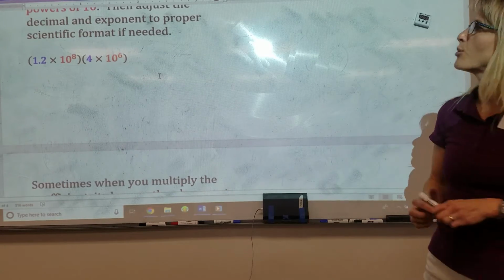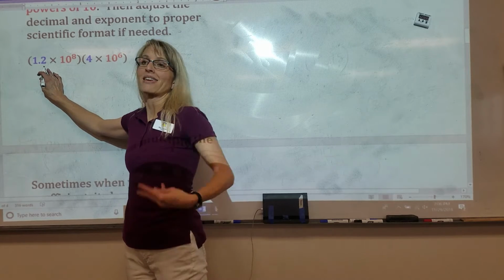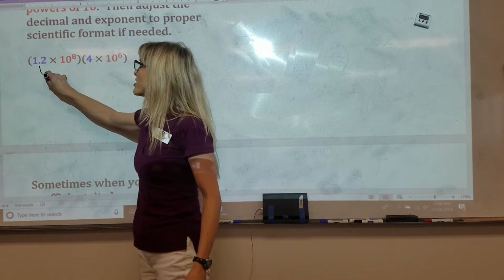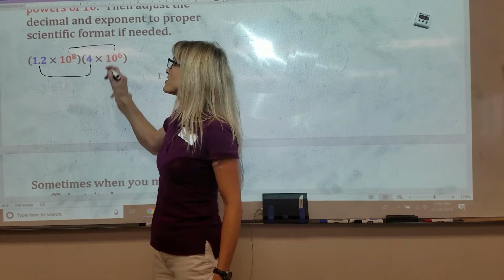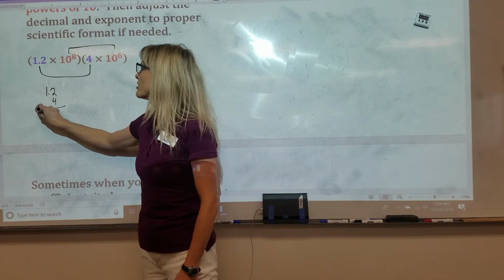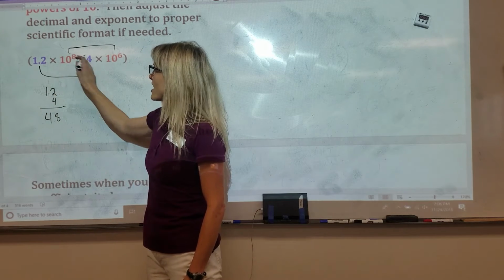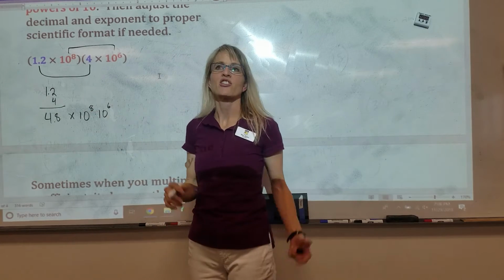So let's take these two, 1.2 times 10 to the 8th and 4 times 10 to the 6th. The rule is multiply like things first. So 1.2 and 4 are the coefficients, we multiply those. And then the exponents are like things, so we multiply those. So 1.2 times 4 is 4.8. Then the 10 to the 8th and 10 to the 6th get multiplied together because they're like.